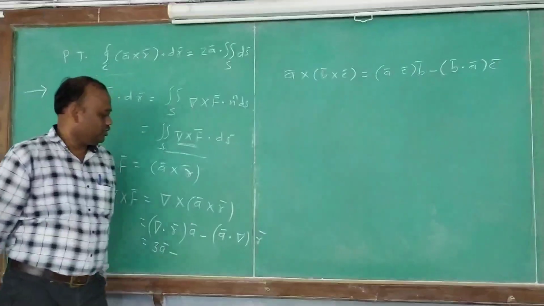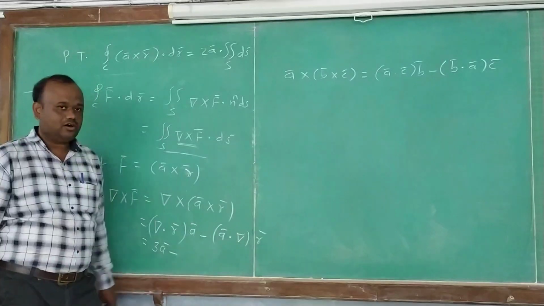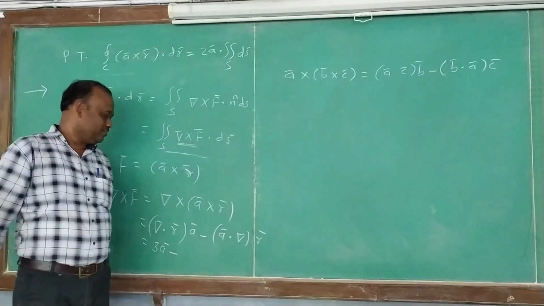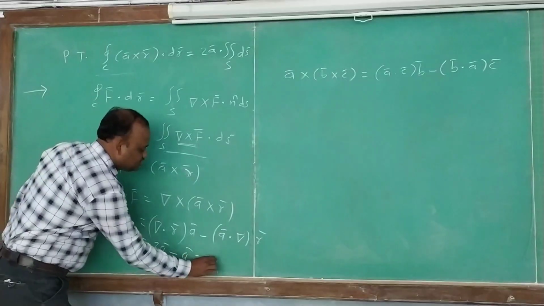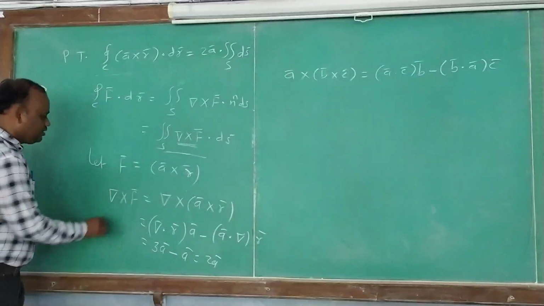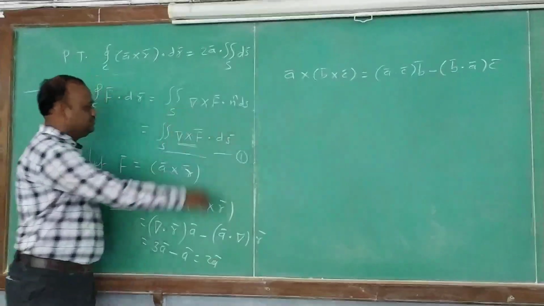In the last videos we already proved this identity: the value of a bar dot del into r bar is a bar. So 3a bar minus a bar is 2a bar. So del cross f bar is equal to 2a bar. So this is equation 1.